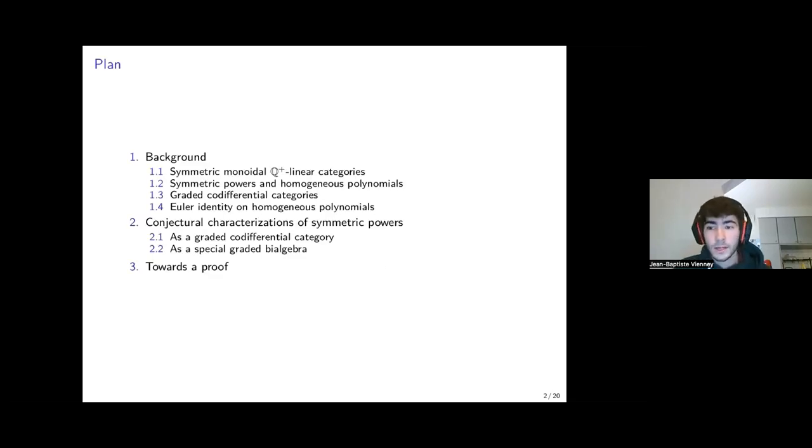So in the first part, I will give some background to be able to state the conjectures. After that, I will state these conjectures. And in the last part, I will explain why I'm convinced that they are true and what are the ideas of the proof I'm trying to do.